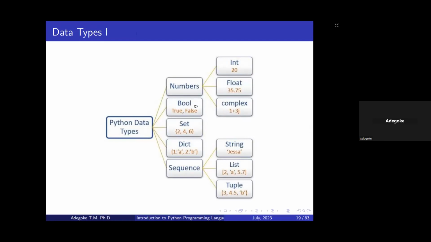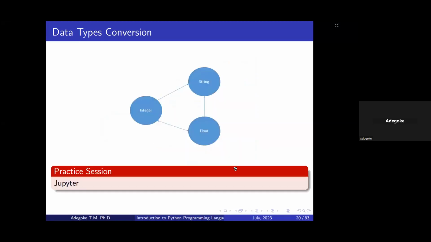So we have another data type called Boolean. Boolean is either true or false, yes or no. And we have another data type called set. We have dictionary, we have sequences. Under sequence, we have string. We have looked at strings so far. There's another data type called list and tuple, which we are going to look at in this study. So we have integer, string, and float. This diagram represents something which I will come back to.